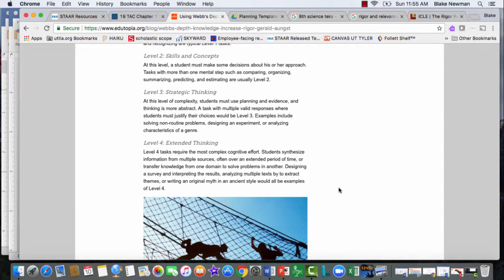Students synthesize information from multiple sources, often over an extended period of time, which would be your project, your 4 to 5 weeks, or transfer knowledge from one domain to solve problems in another. Designing a survey and interpreting the results, analyzing multiple texts to extract themes, or writing an original myth in an ancient style would all be examples of level 4. So this has to be cross-curricular as well. You're going to really stretch those kids.